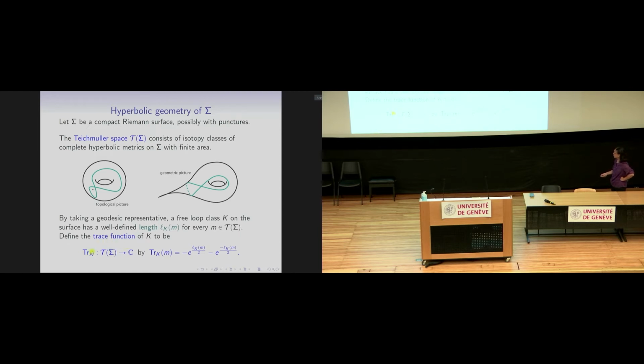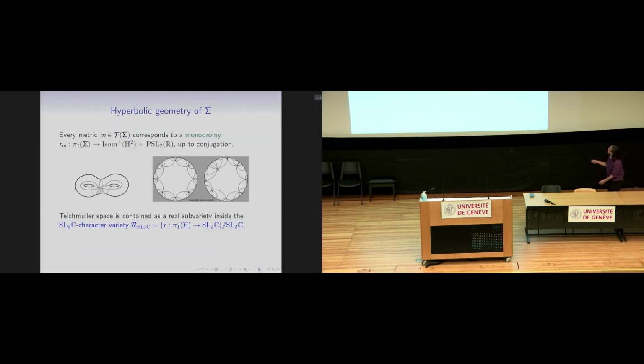So define the trace function for a curve. For every metric, you're going to look at the length of that curve under that metric. And then you can create these trace functions, which for reasons that I'll explain will become a little bit clearer. You take minus e to the length over 2 minus e to the minus length over 2. Okay, and so this is a function on Teichmüller space, right? So for every metric, you're going to assign this version of the length, a little bit messed up.